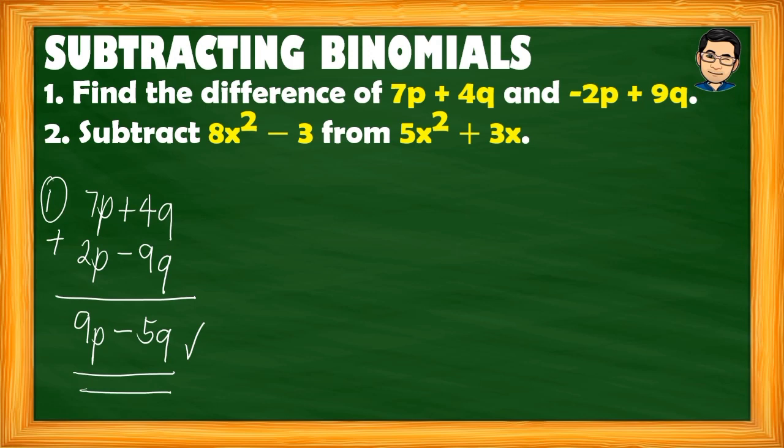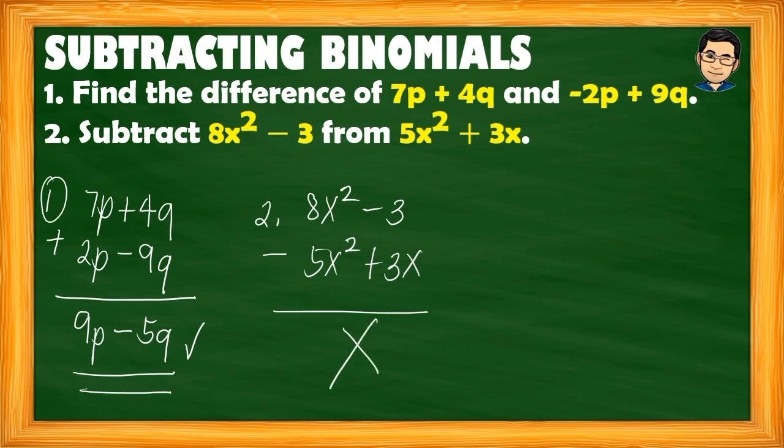Next, subtract 8x squared minus 3 from 5x squared plus 3x. So kung isusulat nyo po ito as 8x squared minus 3 minus 5x squared plus 3x, ayan, mali po yan. So, this is not the proper way. So, ang proper way po natin, kung babasahin natin o iintindihin natin yung given problem, subtract 8x squared minus 3 from 5x squared plus 3x.